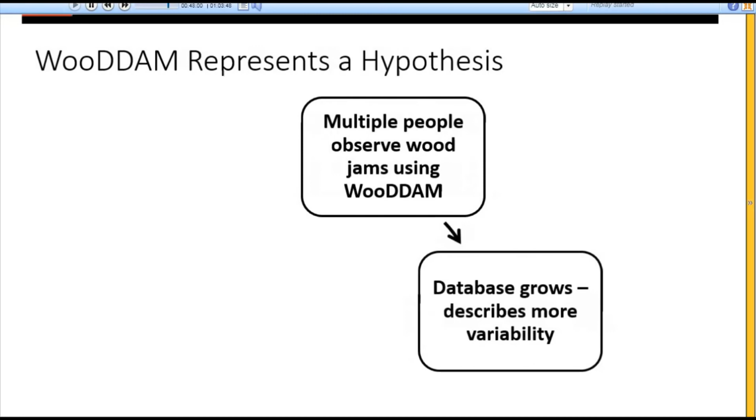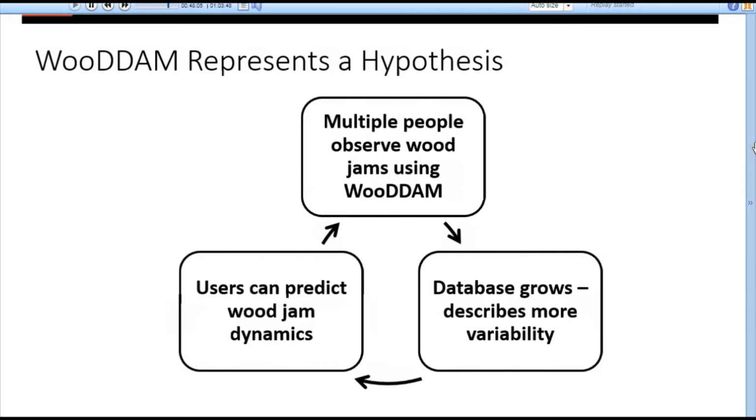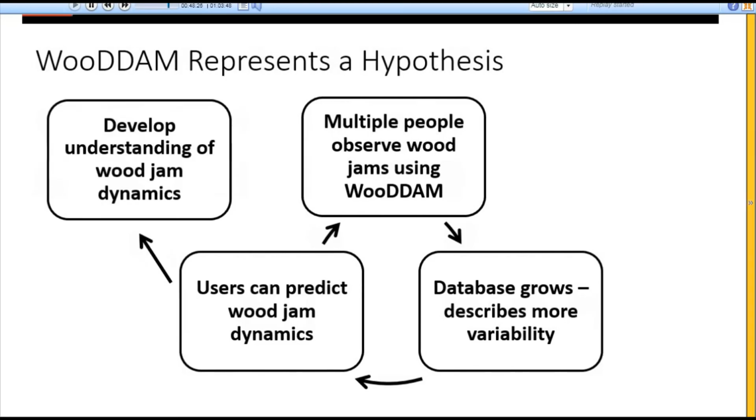As this database grows, we start to describe more variability about these wood jams and eventually get to the point where we can use this rich database to develop robust statistical models that allow us to make management-focused decisions about how to design wood jams in streams, whether we should retain naturally deposited wood jams in reaches that we're actively restoring, and alongside that, start to develop our understanding of wood jam dynamics. So start to really understand what processes are relevant in determining how a wood jam will change through time.